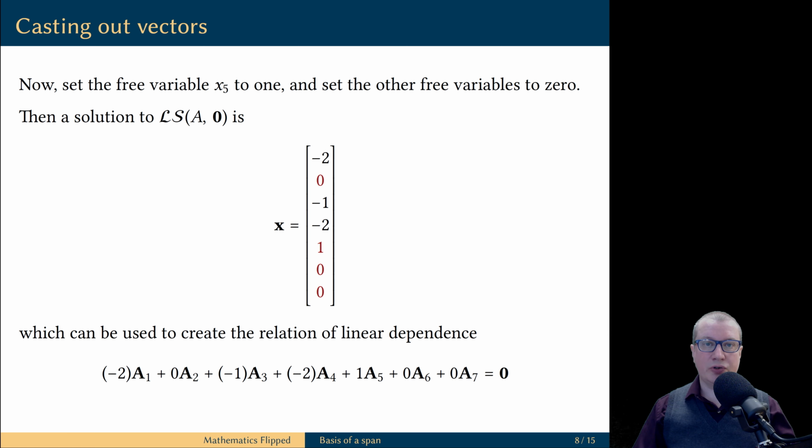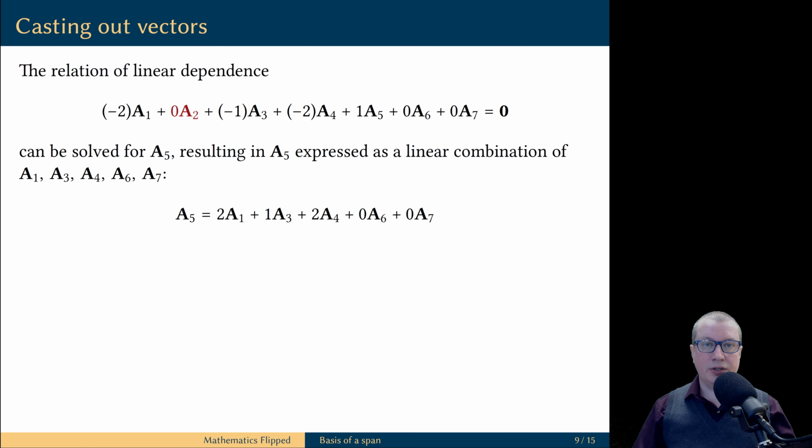Let's repeat this procedure again, but now I'm going to assign a value of 1 to the next free variable, x5. The other free variables get assigned 0 values. This results in another non-trivial solution of the homogeneous linear system, and we use this solution to construct a non-trivial relation of linear dependence on the columns of the coefficient matrix. Because I assigned a non-zero value to the free variable x5, it guarantees that the column vector a5 comes with a non-zero scalar, and therefore we can solve this equation for the vector a5.